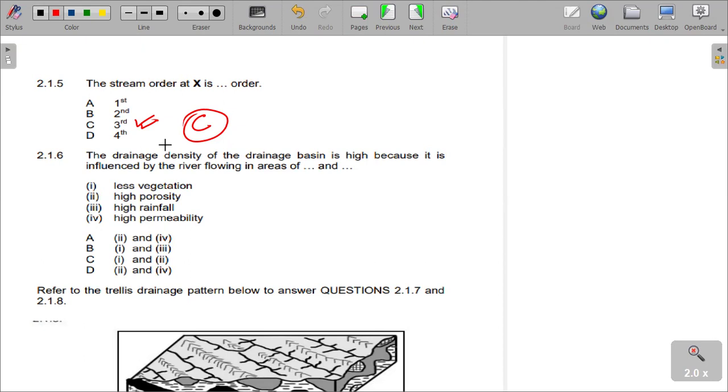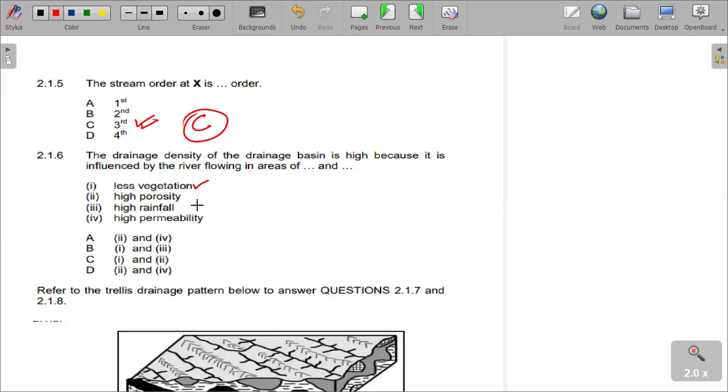So in this regard, what are the factors that can cause a high drainage density? In question 2.1.6, we are saying it can be, one, less vegetation cover. Less vegetation cover always causes what? Surface runoff. Less vegetation cover always results in high, causes a high runoff.